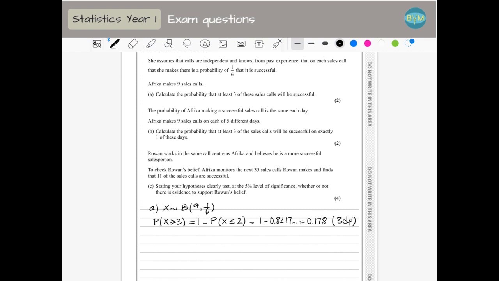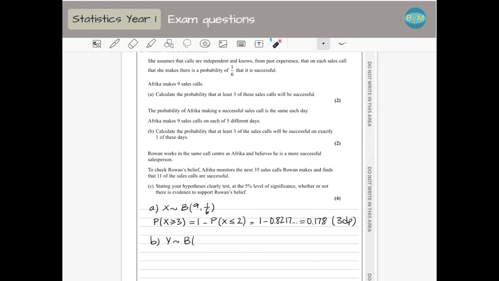So this is the first one. Then for B, they say the probability of Africa making a successful sales call is the same each day. Africa makes 9 sales calls on each of 5 different days, and we have to find the probability that at least 3 of those sales are successful on exactly one of these days. So we can consider another variable, Y, which is the number of successful calls in one day, and we know that variable is going to be a binomial.